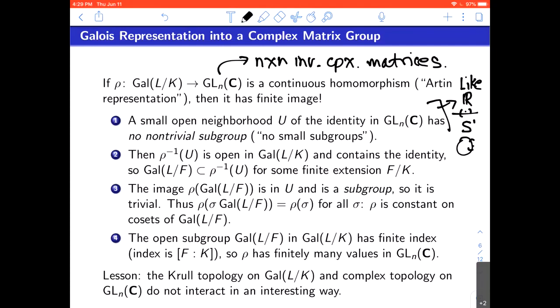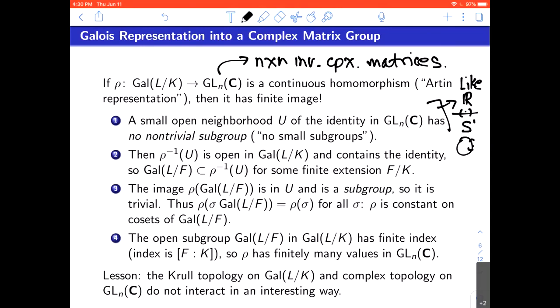The subgroup fixing larger and larger finite extensions. And so there has to be a finite extension F inside the field extension L over K, where the automorphism is fixing F. It's an open neighborhood of the identity. For a suitably large F, that's got to be inside of the inverse image of U under rho. But now if you go backwards and apply rho to that, well, that's a subgroup. And so its image is a subgroup of U in GL_N(C). But our open neighborhood of the identity had no subgroups other than the trivial one.